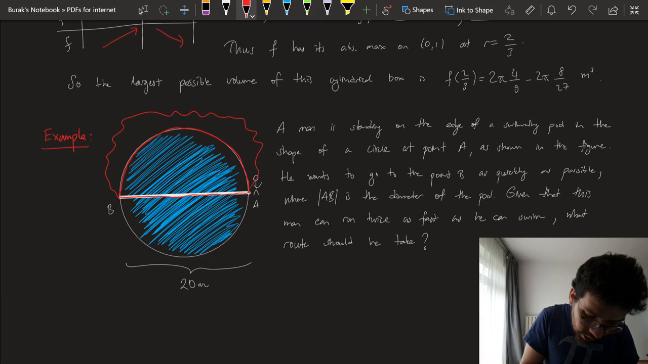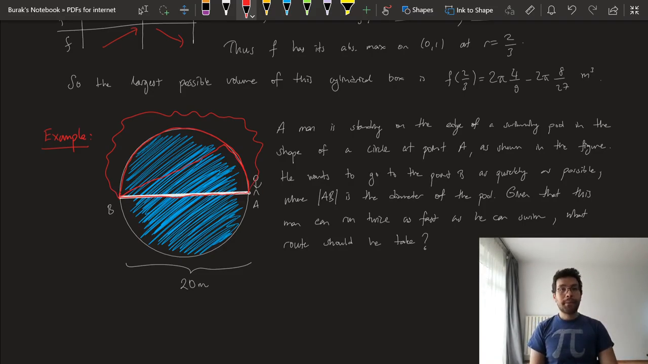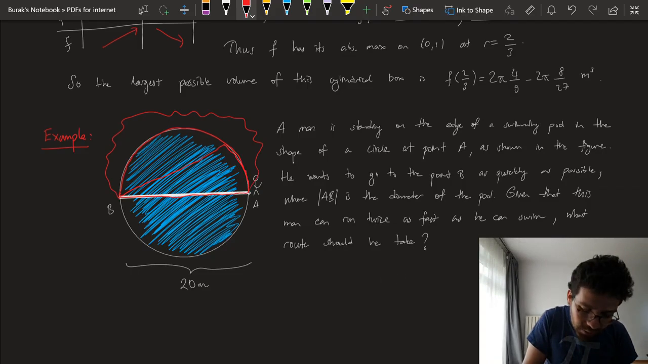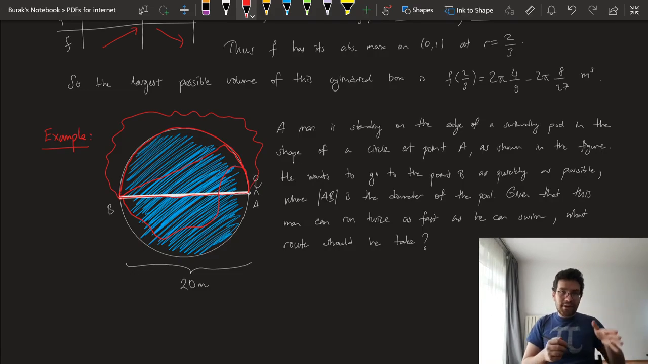He can run on the edge for some time, and then he can jump and swim the rest. The question is, what is he supposed to do? By the way, he can swim any way he wants. He can swim like this, but if he's not swimming towards B, he'll lose time. So if he wants to go as quickly as possible, wherever he jumps into the water, he should directly swim towards this point B. Okay. So what should he do?